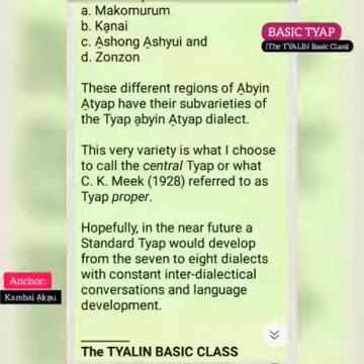This very variety is what I choose to call the Central Tyap, or what Sikemik in 1928 referred to as Tyap proper. Hopefully, in the near future, a standard Tyap would develop from the 7 to 8 dialects with constant interdialectical conversations and language development.